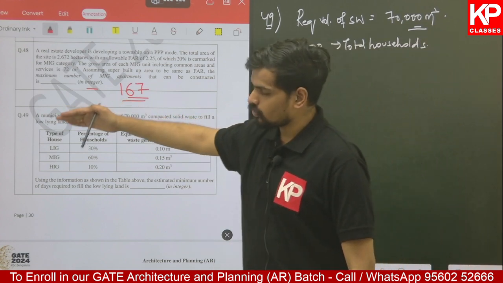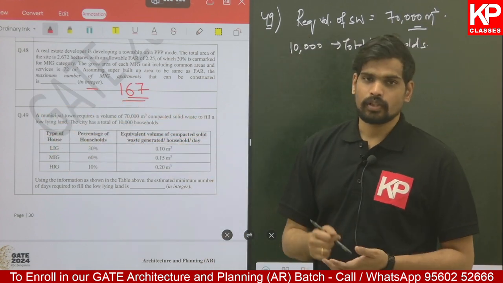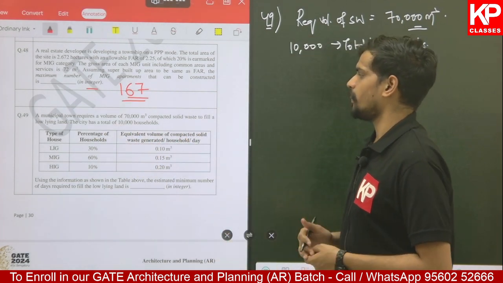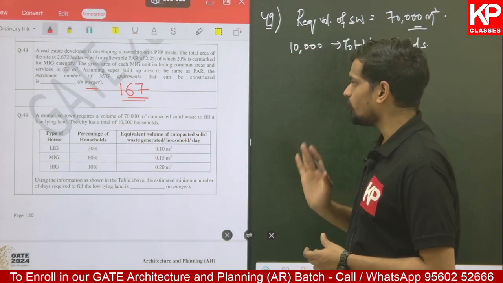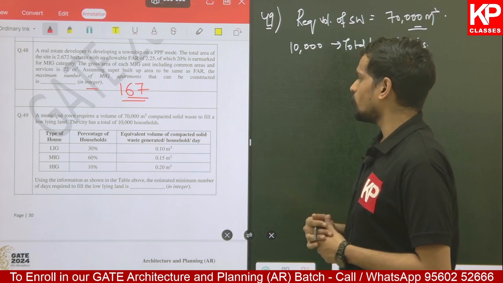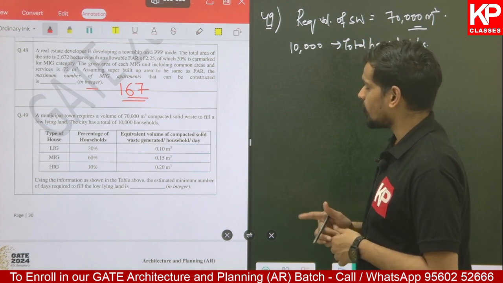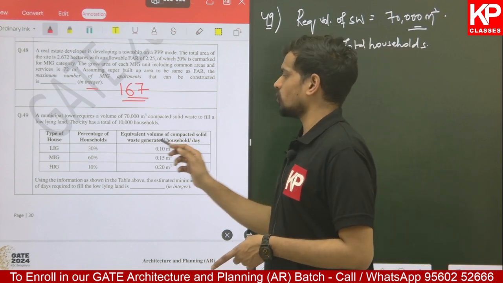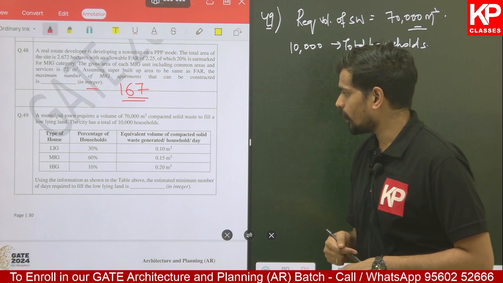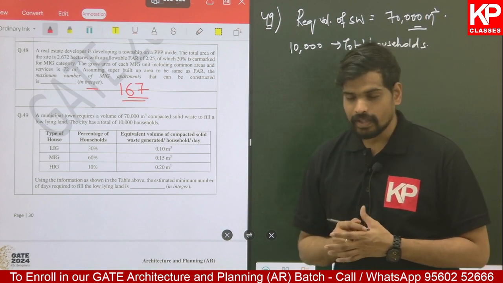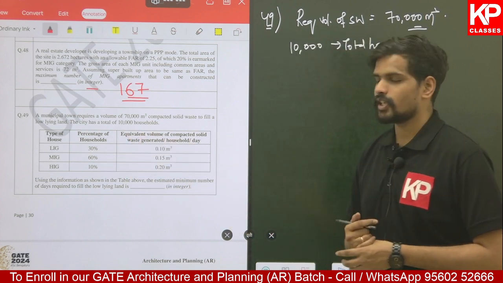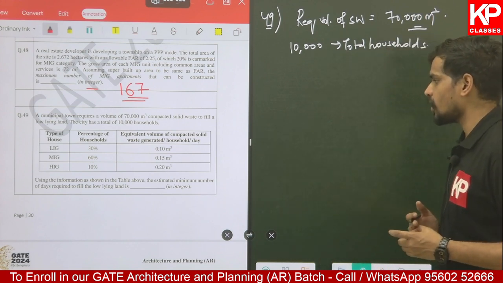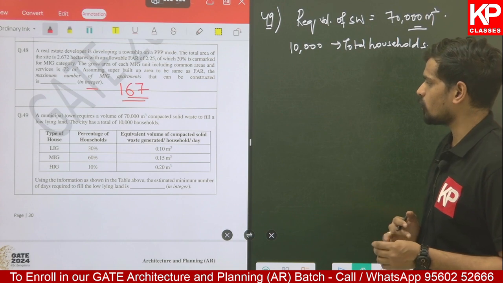There are three types of households: LIG, MIG, and HIG, lower income group, middle income group, and higher income group. 30% are LIG, 60% are MIG, and 10% are HIG in the given municipal town. Equivalent volume of compacted waste generated by every household for one day: per day per household, LIG people are generating 0.1 cubic meter of solid waste, MIG households are generating 0.15 cubic meter per household per day, and HIG is generating 0.2 cubic meter per household per day.